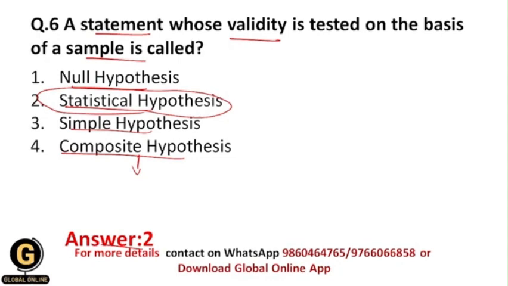Basically, whenever we make this kind of statement regarding the null hypothesis or alternative hypothesis, that kind of hypothesis will be called a composite hypothesis. All of you getting? Okay, and that's why your correct answer over here is statistical hypothesis, which is a statement whose validity is tested on the basis of a sample.